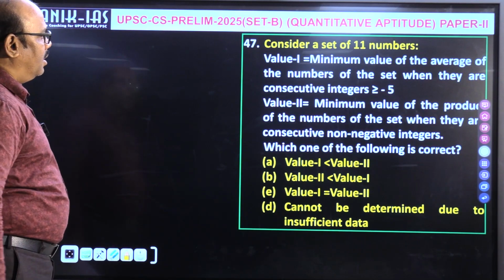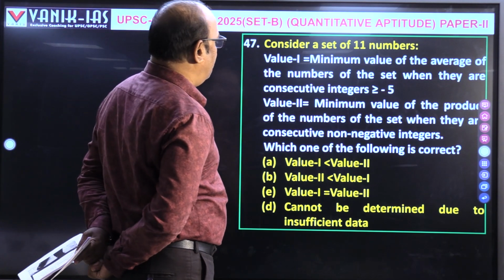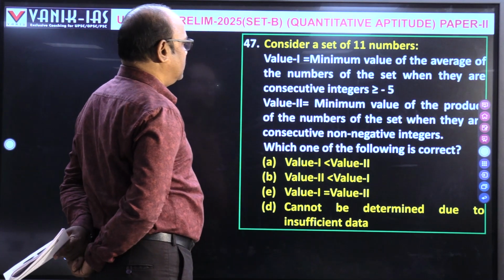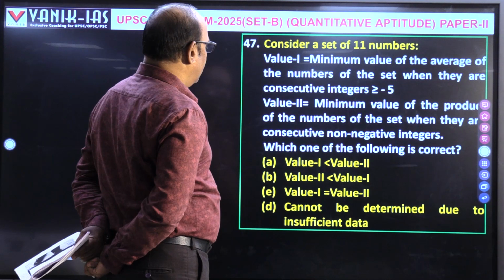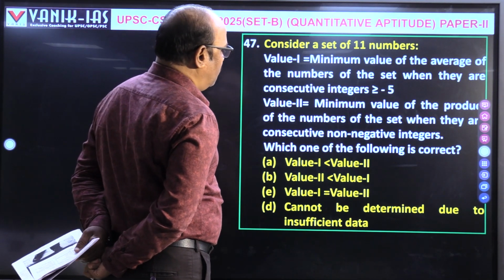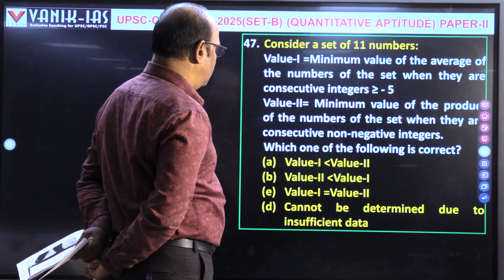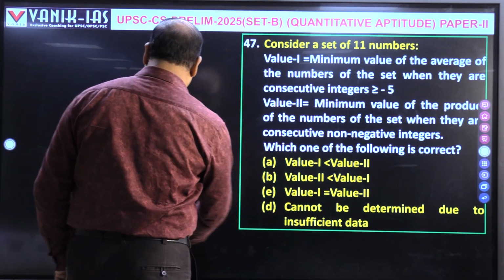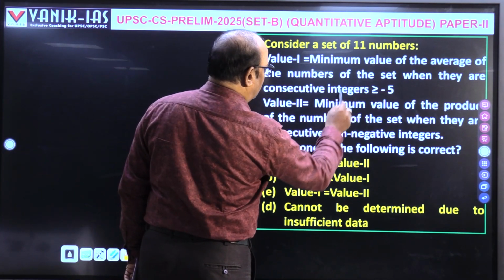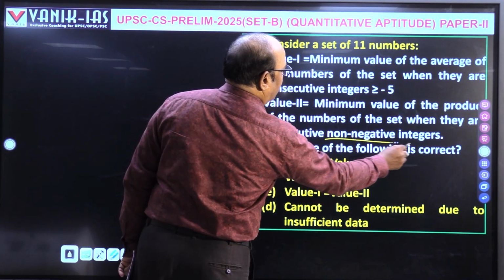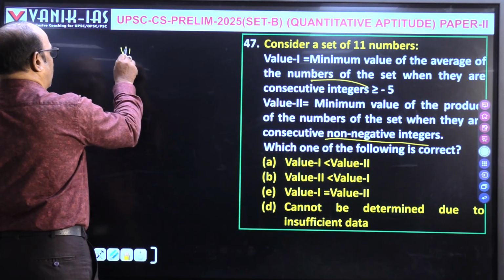Next. Consider a set of 11 numbers. Value 1 is the minimum value of the average of the numbers of the set when they are consecutive integers greater than or equal to minus 5, and value 2 is the minimum value of the product of the numbers of the set when they are consecutive non-negative integers. Which one of the following is correct? First one has negative numbers and positive numbers, but the second is non-negative integers. If it is value 1, what can the answer be?